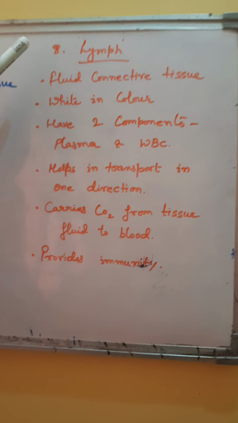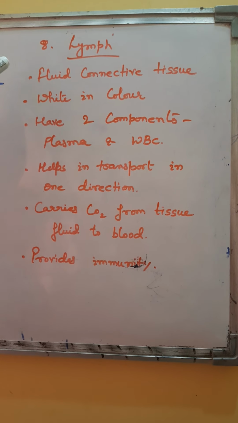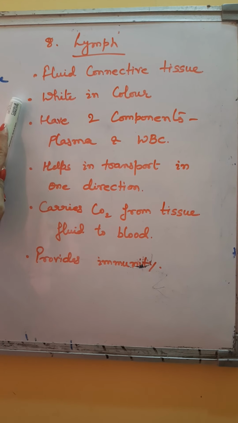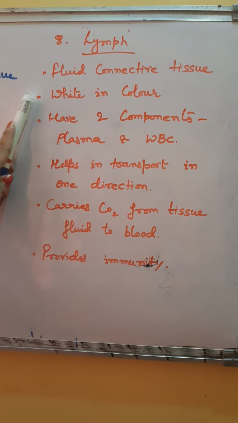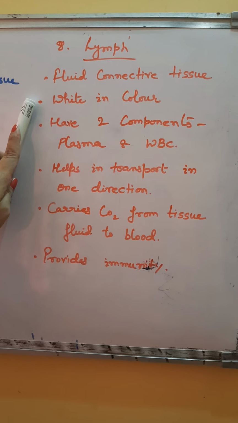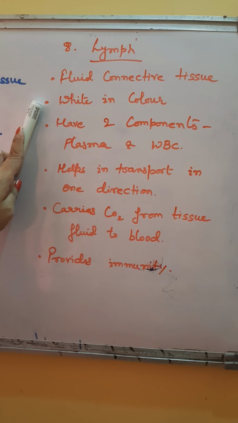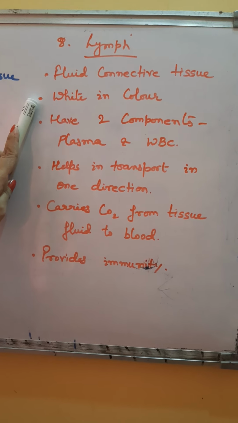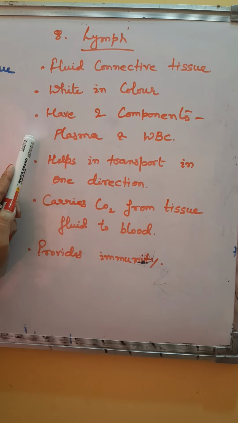The next connective tissue is called lymph. Lymph is also a fluid connective tissue. It is in liquid state. It is white in color because it lacks hemoglobin, it lacks RBC. It has two components, plasma and WBC.